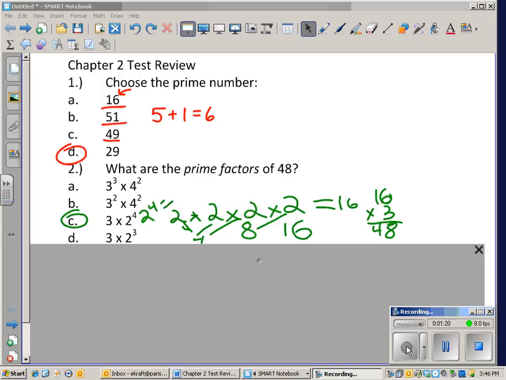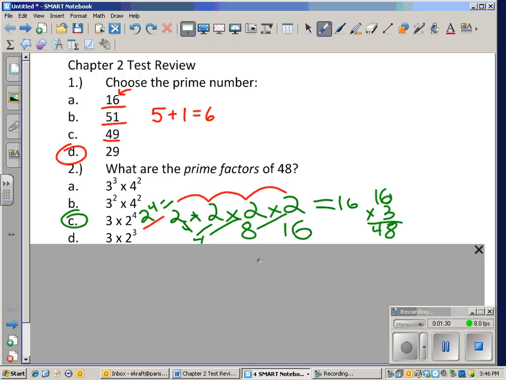And how did you get C? What did you do? I first started with 2 to the 4th power by doing 2 times 2 times 2 times 2 times 2. And 2 times 2 is 4. Then 4 times 2 is 8. Then 8 times 2 is 16. And so it equals 16. And then 16 times 3 is 48. So that's our answer. Very good. And the rest of them, if you factored out the exponents correctly, they did not equal 48.